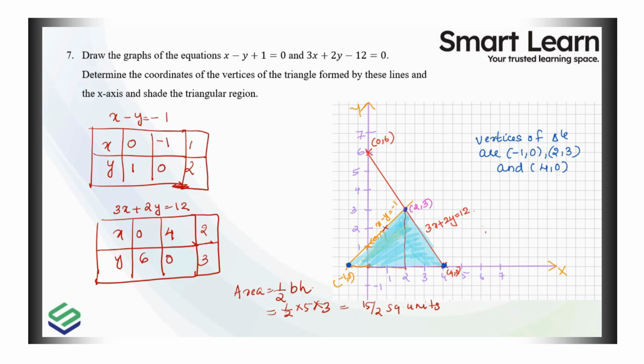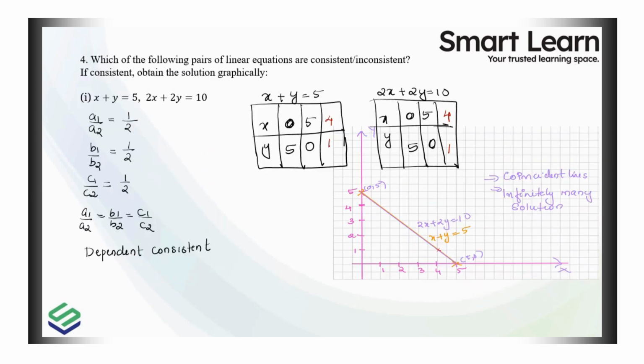Okay, next question. Which of the following pairs of equations are consistent or inconsistent? If consistent, obtain the solution graphically. So first we will write a1 by a2, b1 by b2, c1 by c2. Here all are the same. Look, x is 1, here x is 2. So 1 by 2. Here 1, here 2, 1 by 2. 5 by 10, 1 by 2. If they are all equal, you will write dependent, consistent. That means it is consistent only.